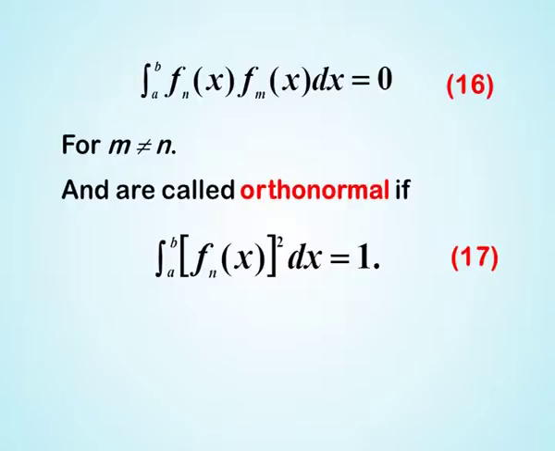There are two different words, orthogonal and orthonormal. If the integral from a to b of fn(x) whole squared dx is equal to 1, we call it orthonormal. Otherwise, for two integers n and m both greater than 0, over the range a to b in which the integration is performed, if it is equated to 0, then we call it orthogonal.